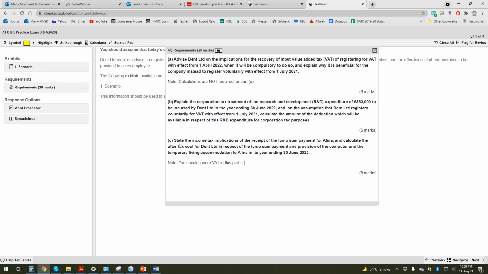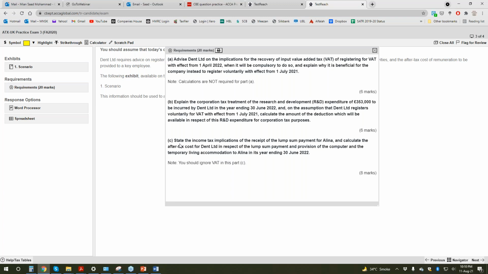Before that, let's read the last requirement as well. State the tax implications of the receipt of lump sum payment for Alina, and calculate the after-tax cost for Dent Limited in respect of the lump sum payment and provision of the computer and the temporary living accommodation to Alina. Guys, do remember that in requirement C, we have to calculate from the company's point of view. We have done several questions yesterday in which we did the tax planning from the employee's point of view. So here we will not be doing it from the employee's point of view, rather we will be doing it from the company's point of view.